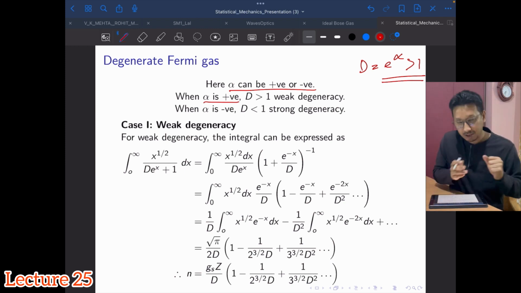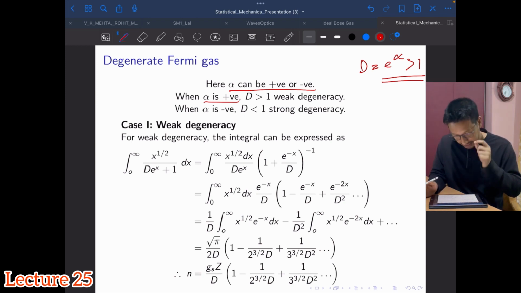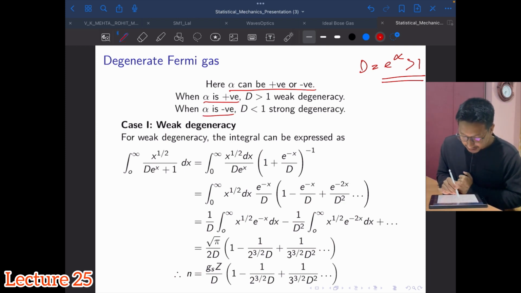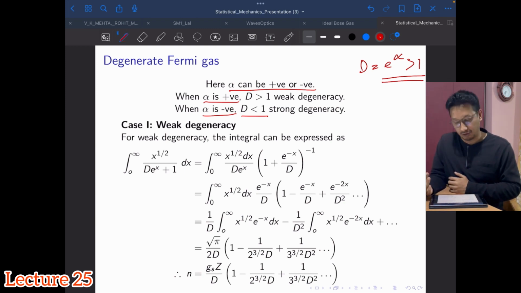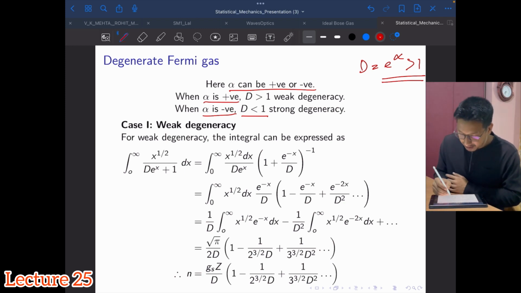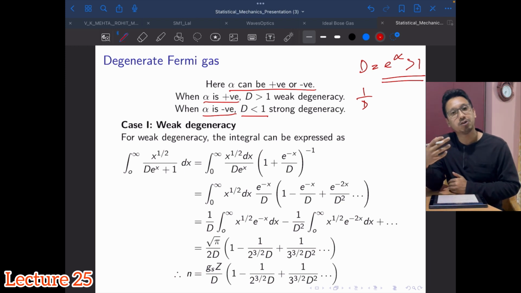You can go back to that lecture and watch. That's why I have made an effort to describe this degeneracy parameter even before we talked about quantum statistics. When your alpha is negative, this d is less than 1, that will be the case of strong degeneracy. In many places you will see I will talk about either d or 1 by d. In case of weak degeneracy, 1 by d will be less than 1, whereas in strong degeneracy, 1 by d will be greater than 1.